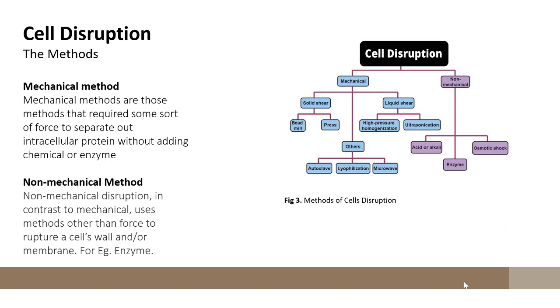There is a general method for cell disruption, such as mechanical and non-mechanical. Mechanical methods are those methods that require some sort of force to separate out intracellular protein without adding chemicals or enzymes. In contrast to mechanical, non-mechanical methods use means other than force to rupture a cell's wall and membrane.